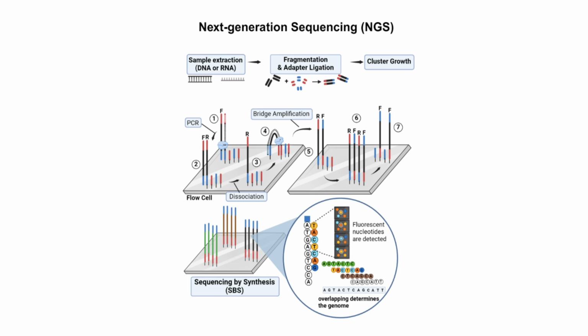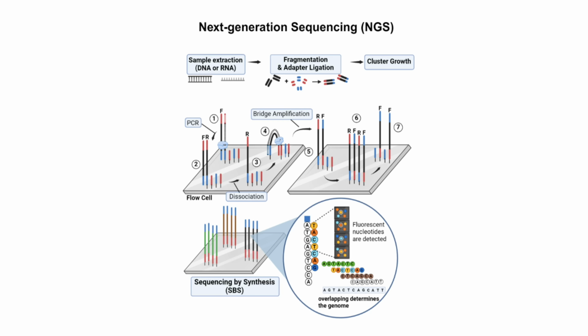Then the resulting fragments are hybridized to a surface containing many adapters, short, non-sequenced pieces of DNA that serve as anchors. These adapters allow the fragments to bind to a specific location on the sequencing platform.